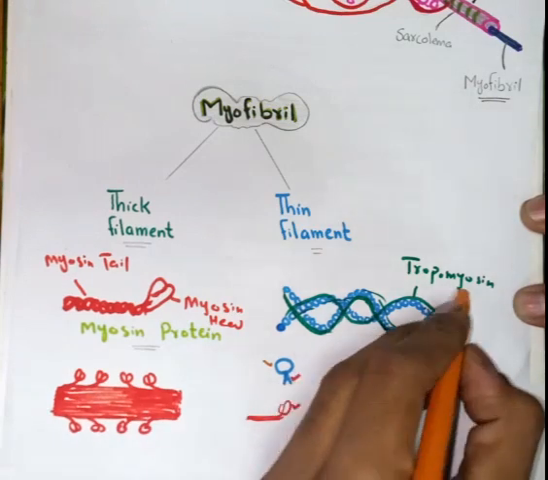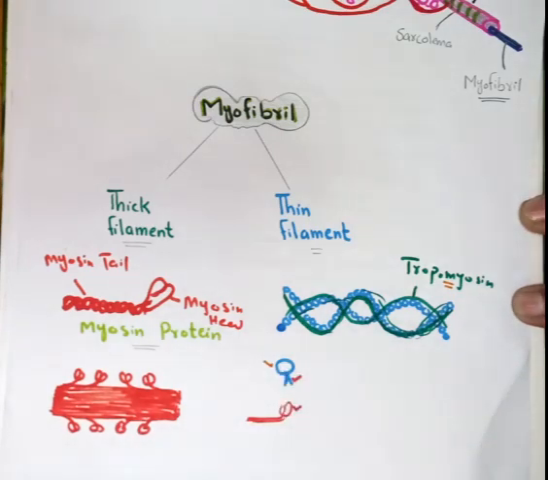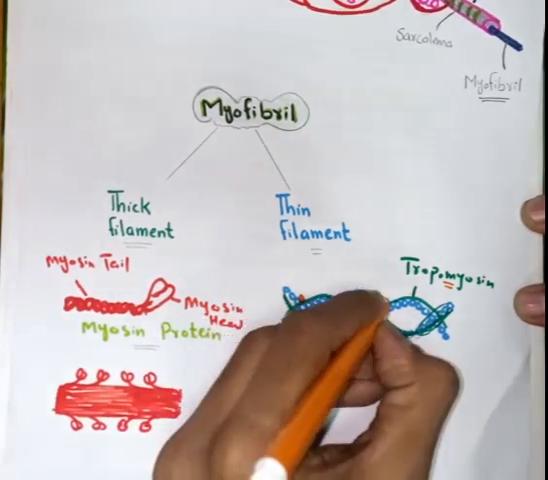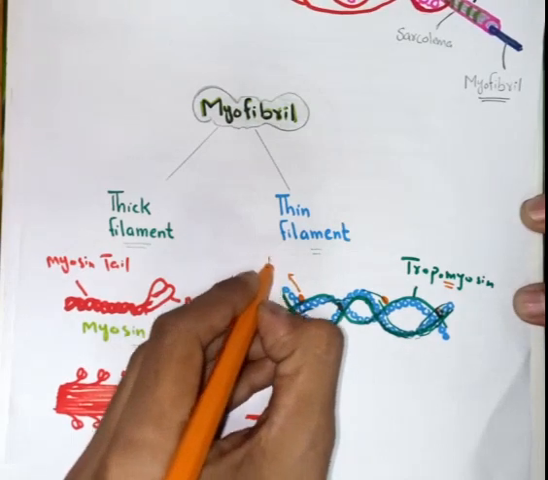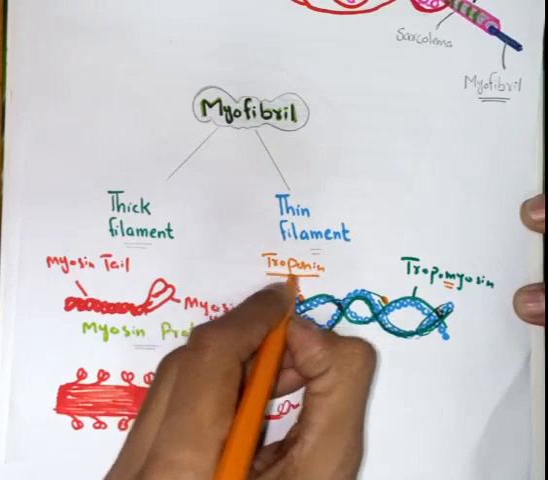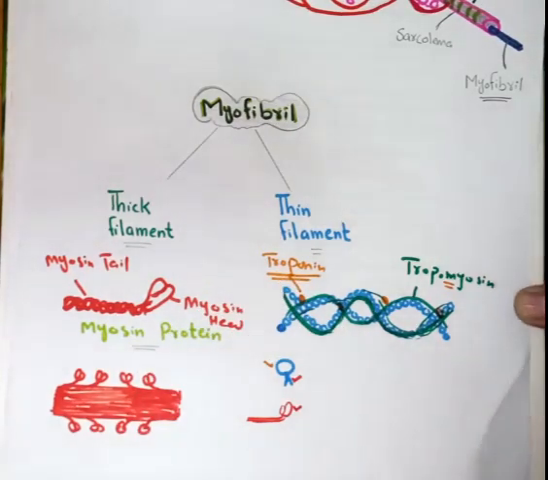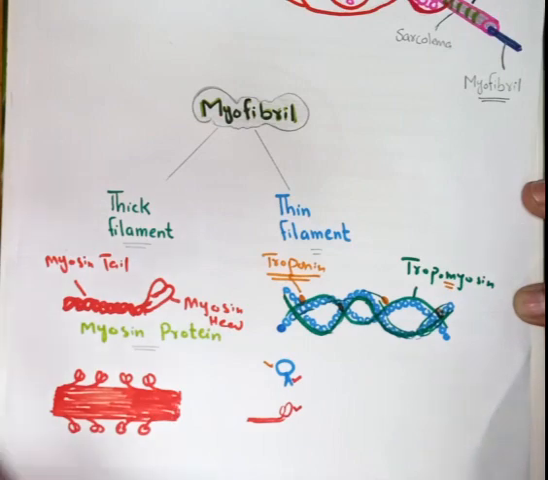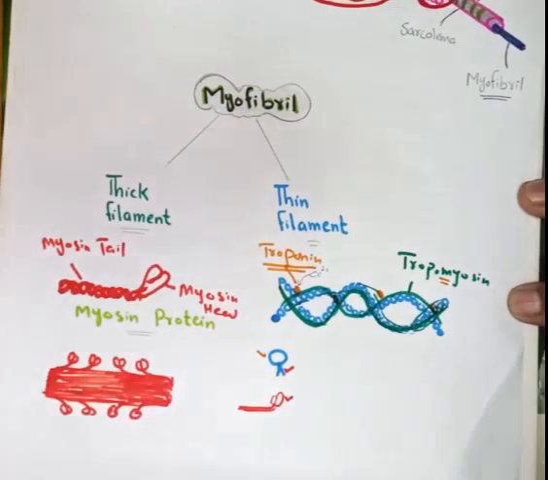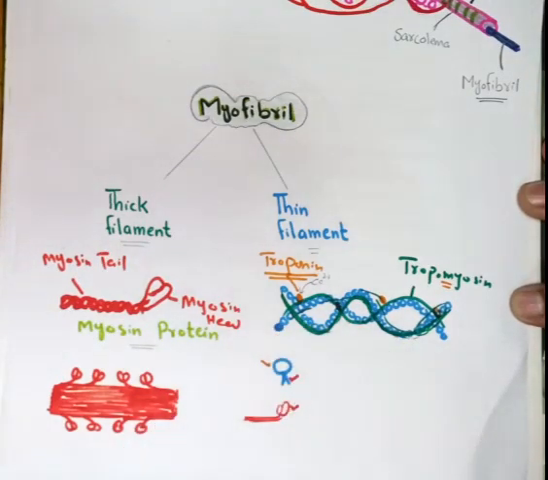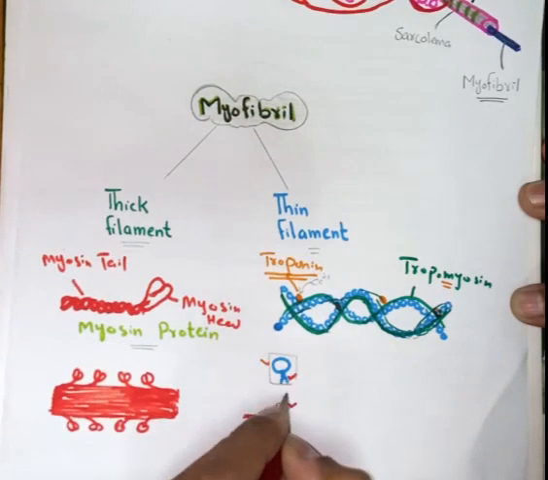Clear? So one protein, tropomyosin, will basically block the active site of the actin molecule. There is another very important protein present, and this protein is called troponin. Now this troponin protein has a calcium binding site. When we talk about the mechanism of contraction, we will see that when calcium ion binds on the troponin, the tropomyosin will raise up and expose the active site of actin to myosin.